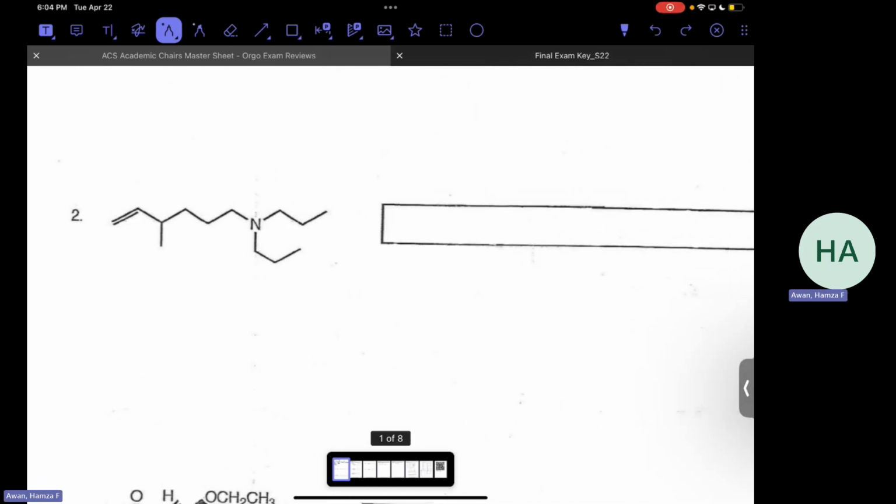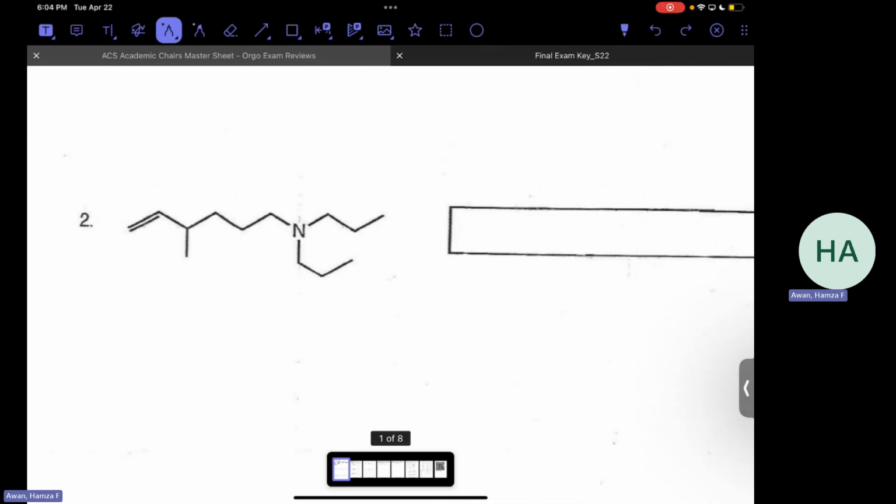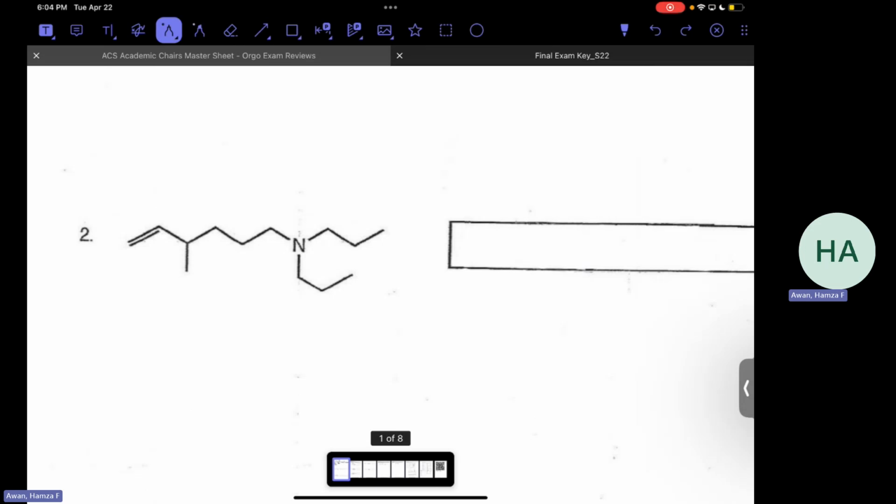So this one we have an alkene with nitrogen bonding. Over here, this is actually one of the cases where the nitrogen is going to be part of our parent chain, so we're going to be using N comma N, right? Because we have two substituents here. So this is where we would be using NN.